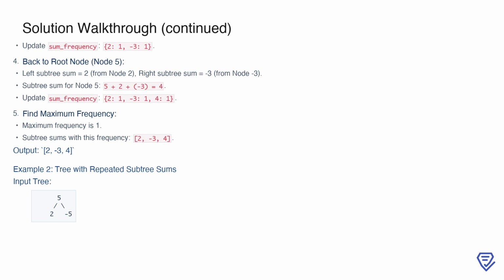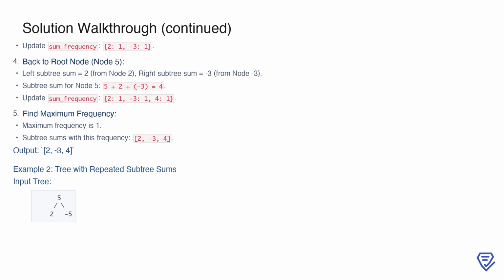Now that we have computed all subtree sums, the next step is to determine the maximum frequency of these sums. Here, the maximum frequency is 1, as each sum appears only once. Finally, we extract all subtree sums that occur with this maximum frequency, which are 2, -3, and 4. The output for this example is therefore the list 2, -3, 4.